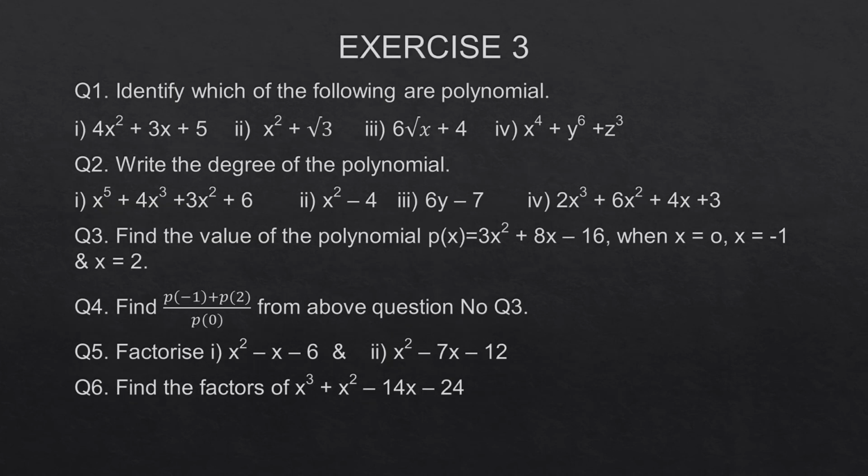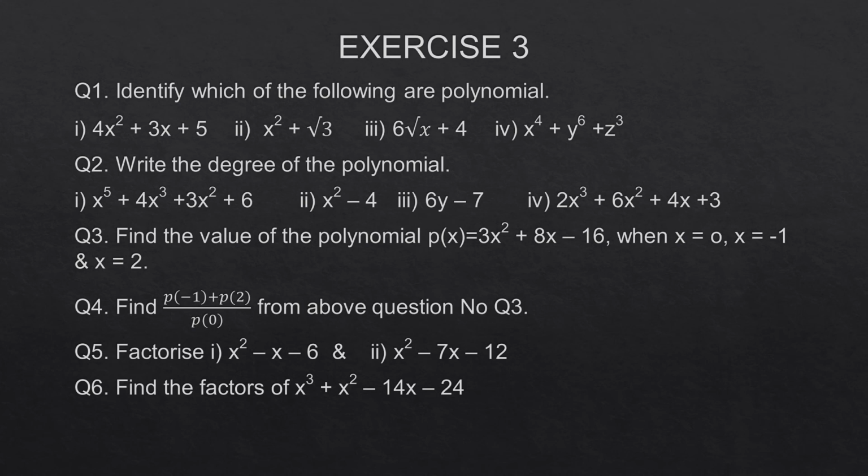Coming to exercise 3. In the first question, you are supposed to identify which of the following are polynomials and which are not. The first one is 4x square plus 3x plus 5. The second is x square plus under root 3. The third is 6 under root x plus 4. And the fourth is x raised to power 4 plus y raised to power 6 plus z cube.